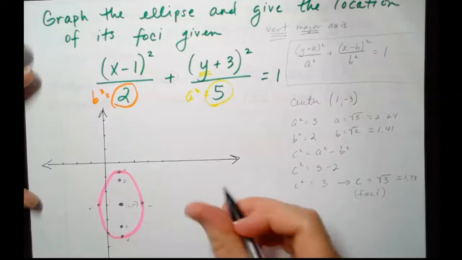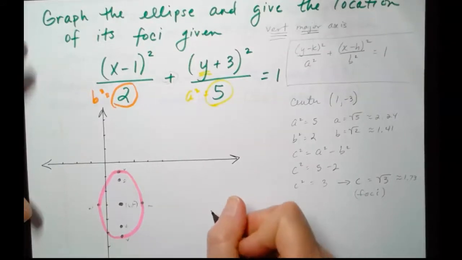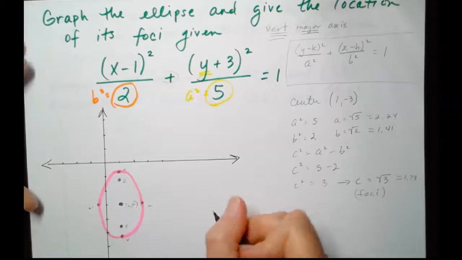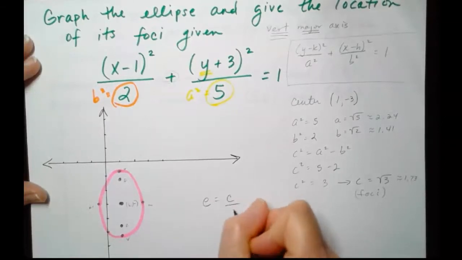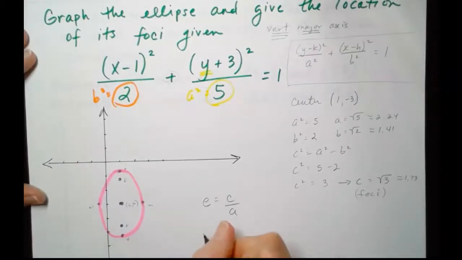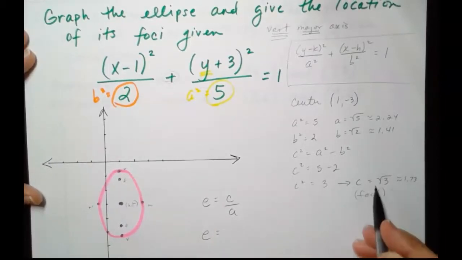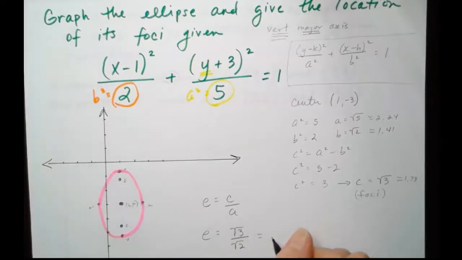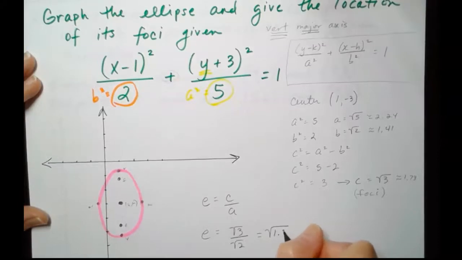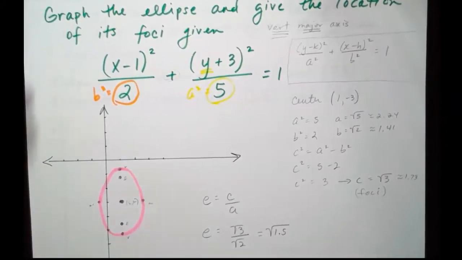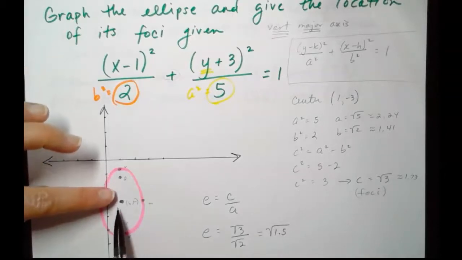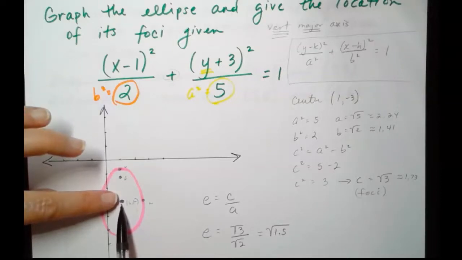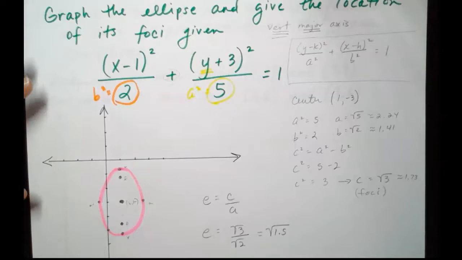And if we were to be reminded of eccentricity, how ovalicious our ellipse is, e is equal to c over a. It's a ratio of the c value over the a value. The c value is √3. The a value is √2. So basically, we've got an eccentricity of the square root of 1.5. So not very ovalicious. Remember, if the foci converge upon the center point, if the eccentricity goes to 0, then we have a circle.